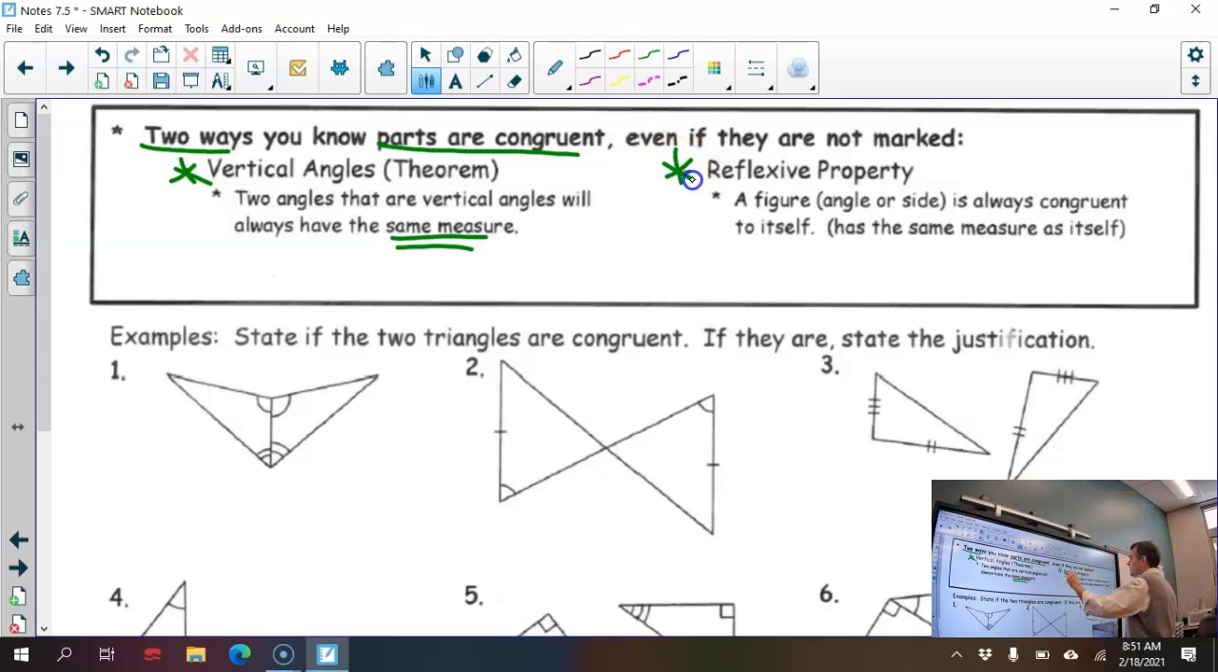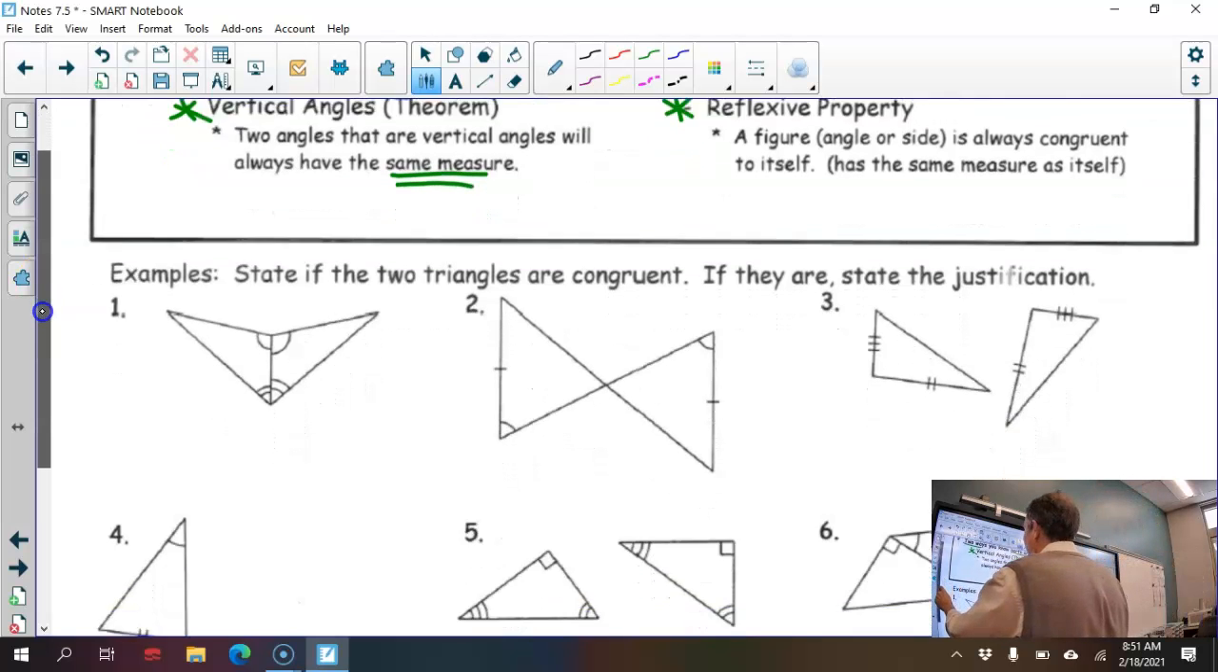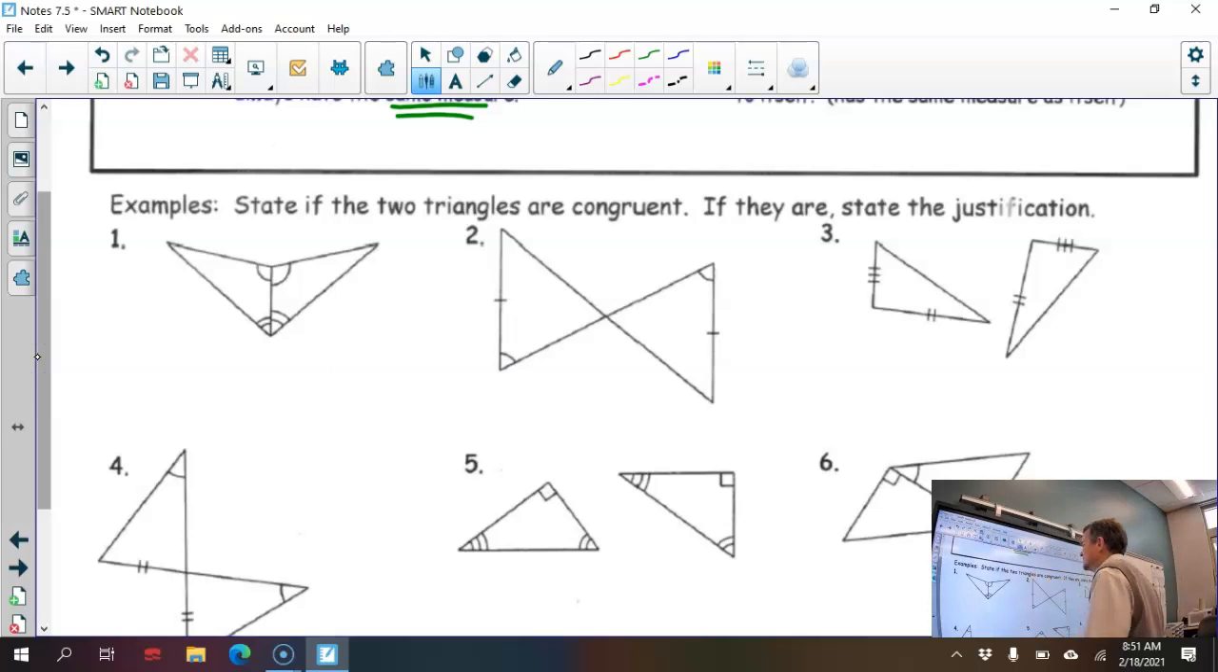Secondly is the reflexive property, which says a figure, an angle or a side, is always equal to itself. All right, so I'll show you how that works, but if you have an angle or side that is the same angle or side, it's obviously equal to itself. Let me show you that right now. So here it says I am supposed to state if the 2 triangles are congruent. And if they are, I want to state my justification.